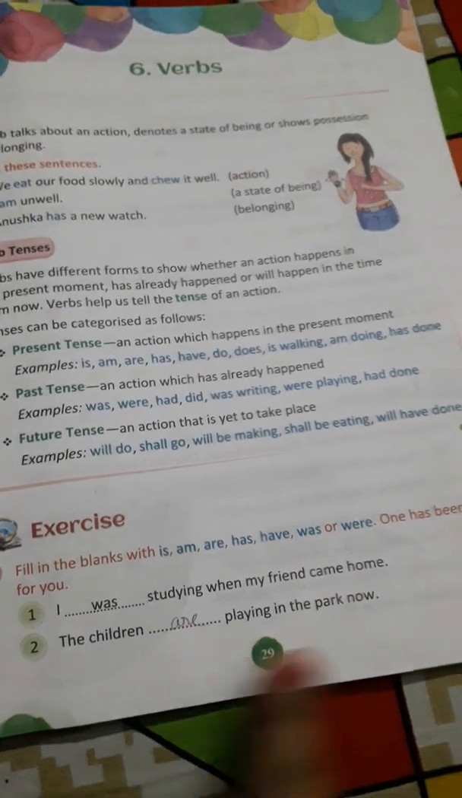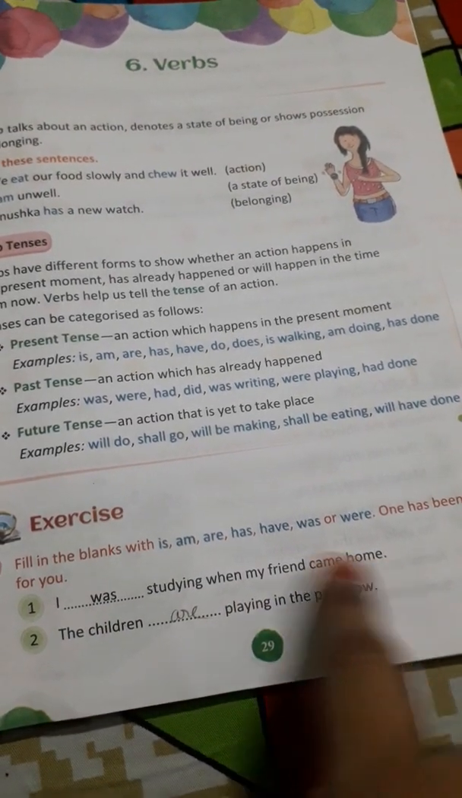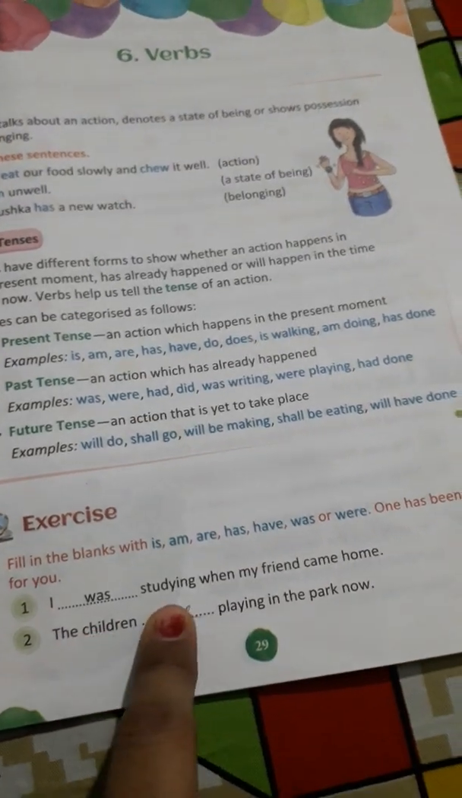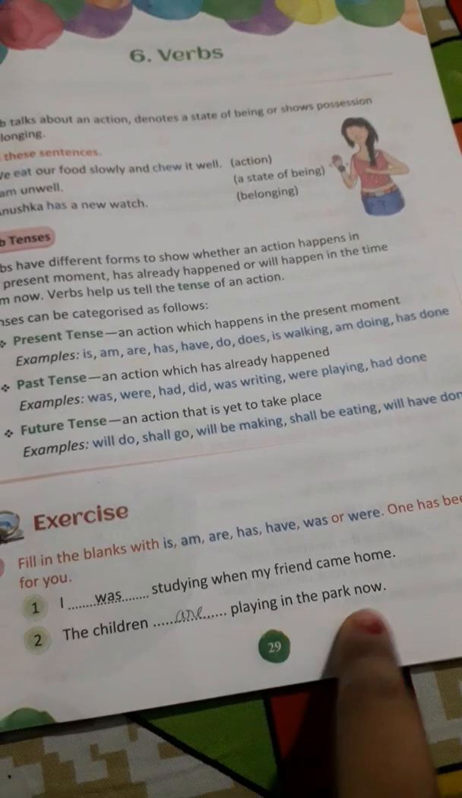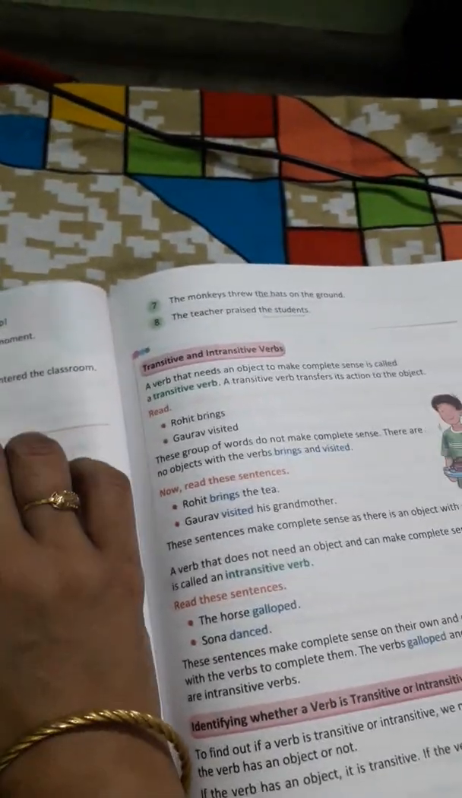Now what you have to do here, you have to fill in the verb of being, or it can be a helping verb related to a tense, like "I was studying when my friend came home." This is related to tense, past continuous. "The children are playing in the park now." This is again present continuous. So similarly you have to complete this exercise 1.